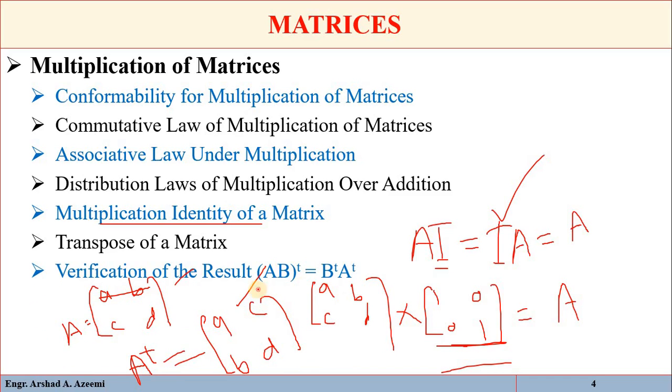Verification of the result. Remember, if we have two matrices A and B, and we multiply them with each other and take the transpose, then it will be equal to the multiplication of the transposed matrices in reverse order. That means if we take the transpose of the two and multiply B transpose with A transpose, it will be equal to the transpose of A multiplied by B. So this will be the background of exercise 1.4.